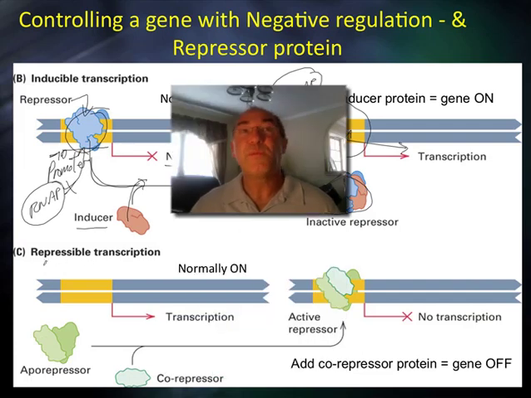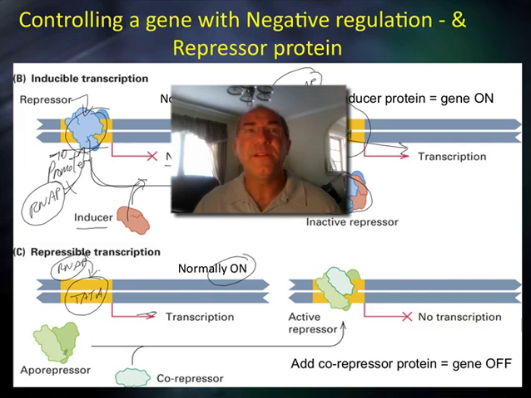There is also repressible transcription, which is the opposite. Here is the -10 TATA area of the promoter. RNA polymerase, of course, can come in and bind there, causing transcription, and so the gene is normally on. If we want to turn this off, we have a repressor protein. Here is a repressor protein here on the left.